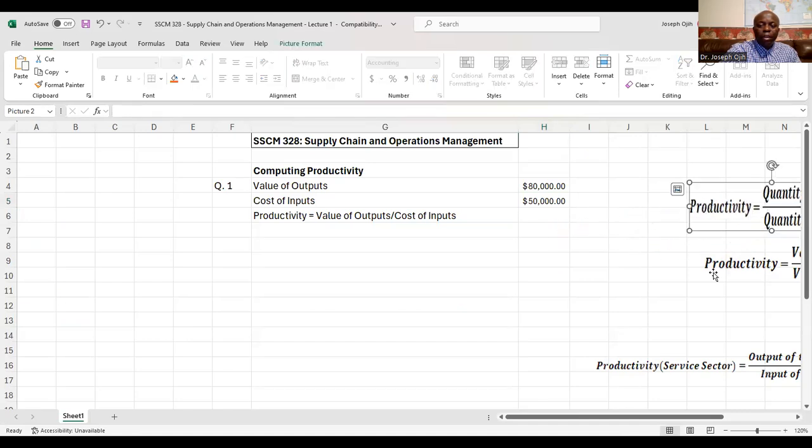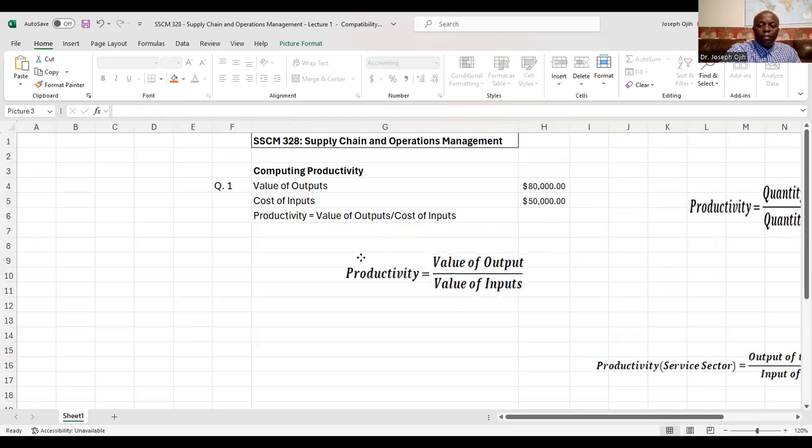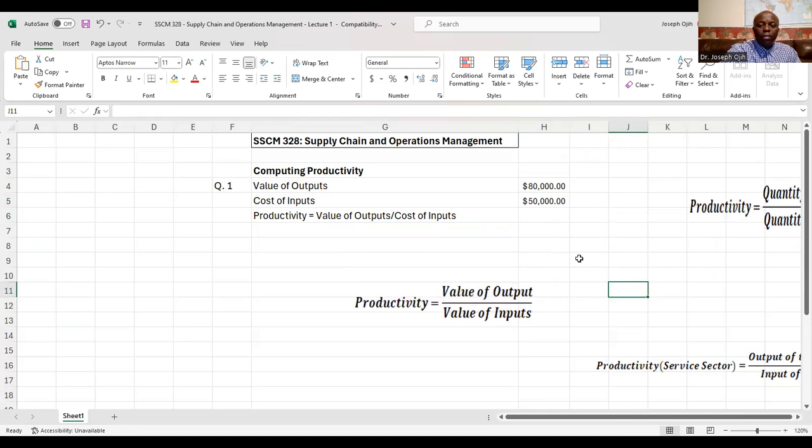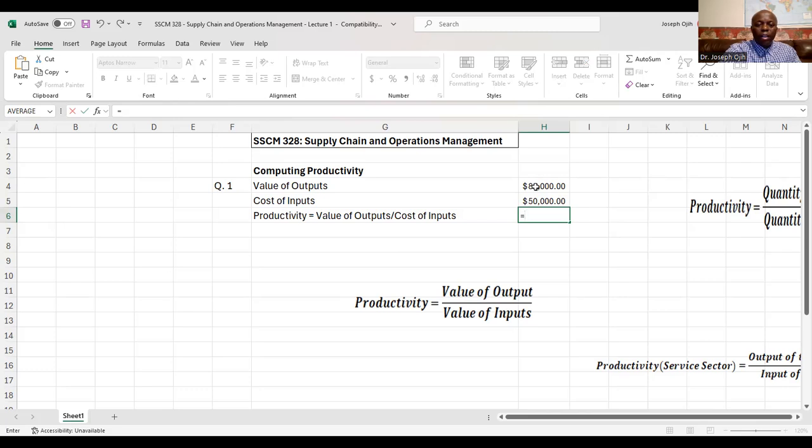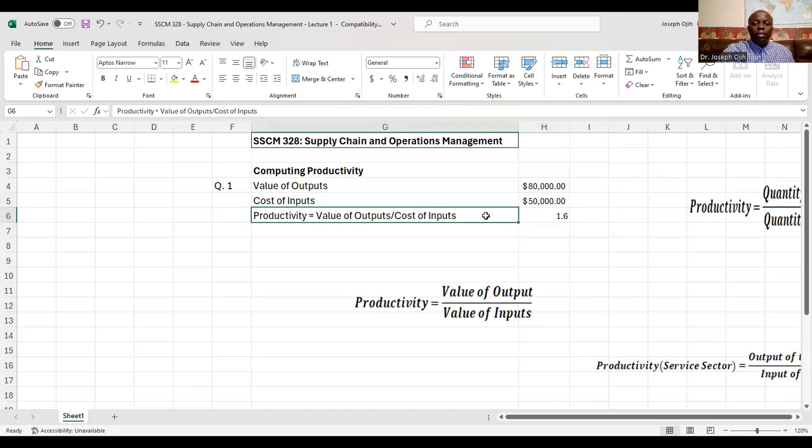Productivity is the value of output divided by the value of inputs. So in Excel, the formula equals the value of output, right here, divided by, of course, to divide you use a slash in Excel, the value of inputs. Then press the Enter key, and it gives you 1.6 as the productivity. 1.6. Okay, what does that mean?